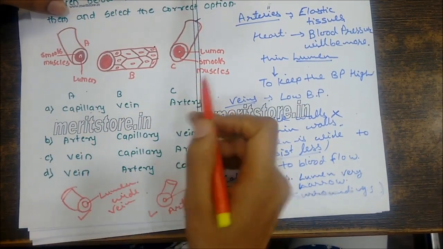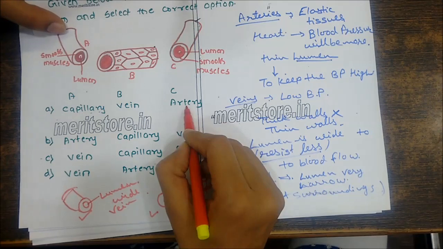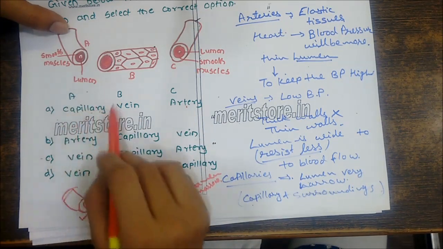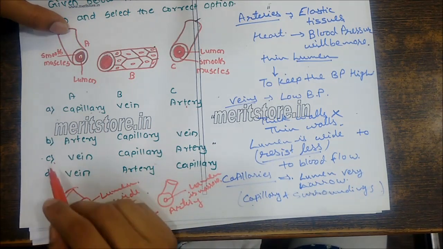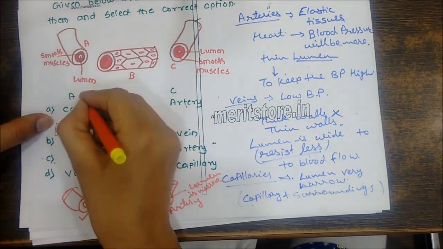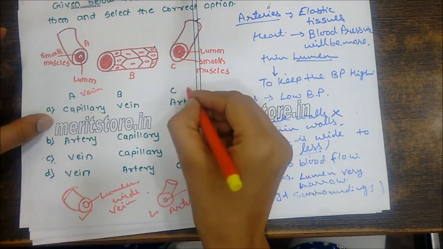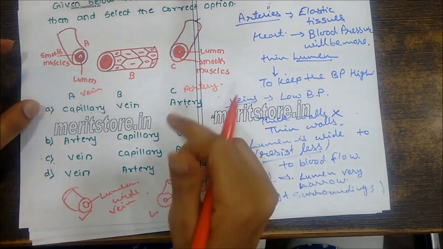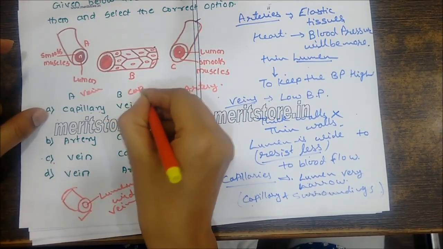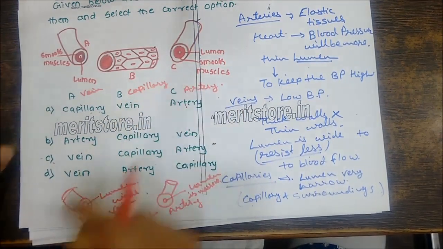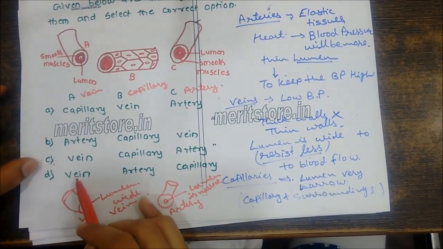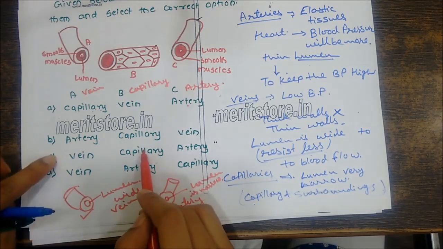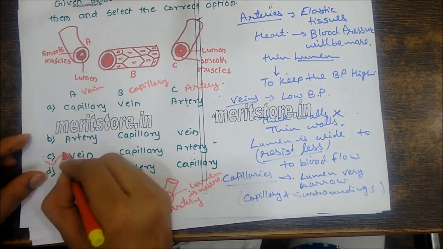C is the artery and A is, it's a small lumen, so A will be the vein. A is vein, this is artery, and B will be the capillary. So A is vein in this, B is capillary, and C is artery. So the answer will be C.